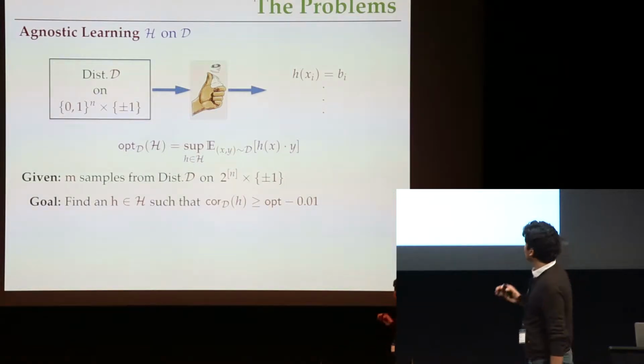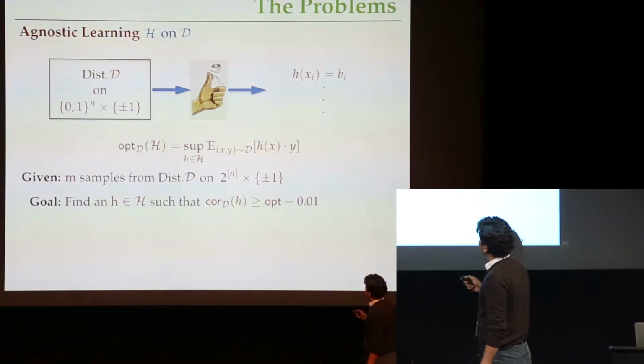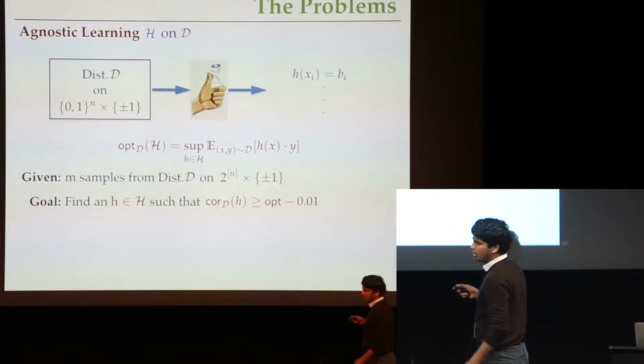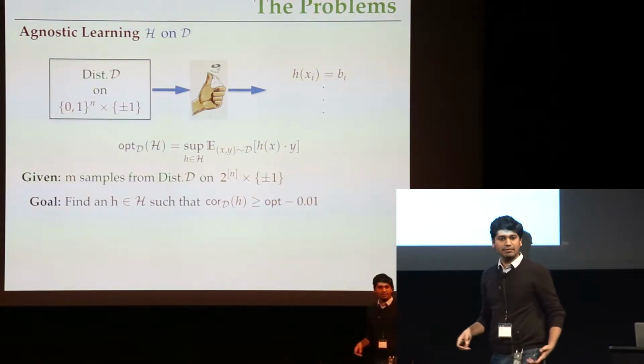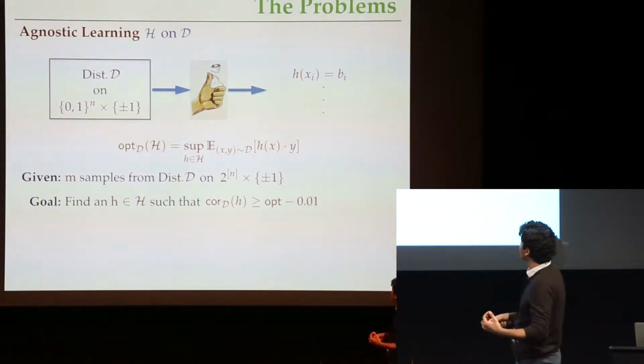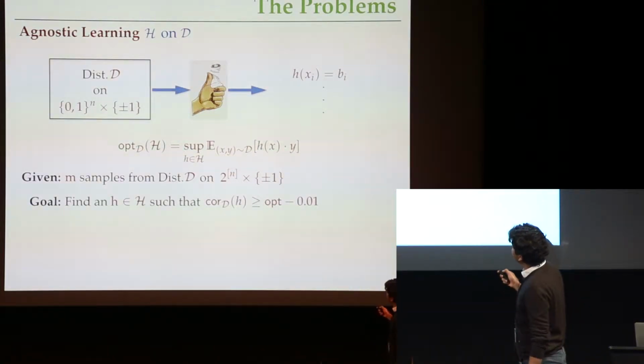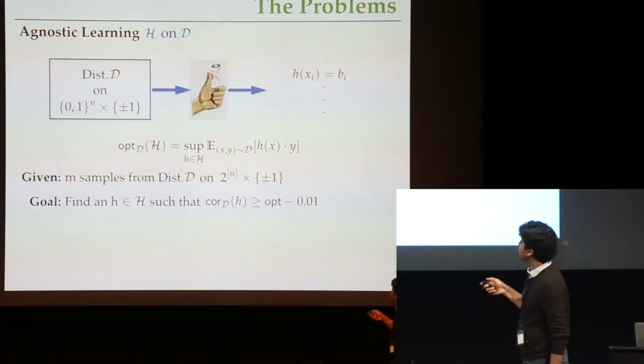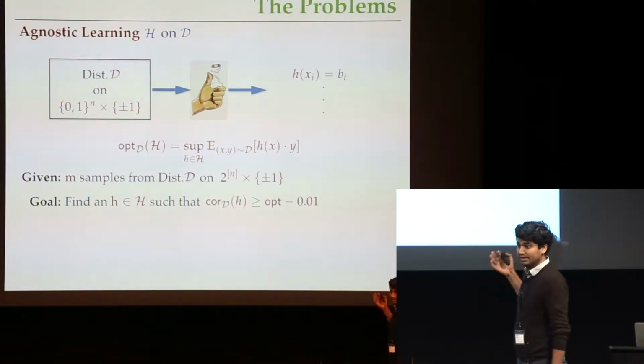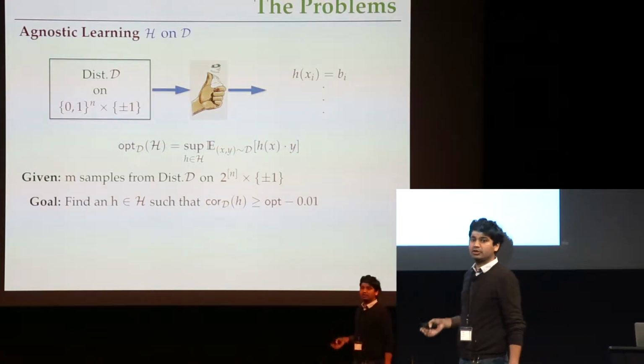Okay, so concretely, I'm going to define this measure, the optimality of a certain class H for a distribution D, as follows. It's the maximum correlation any function in the class H achieves with the right-hand side of these equations when they are chosen according to a distribution D.